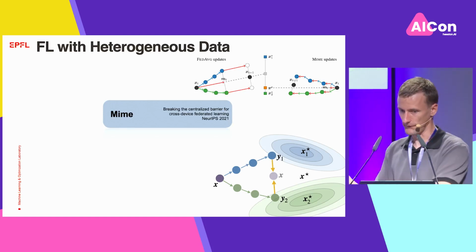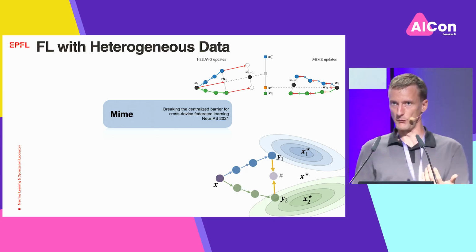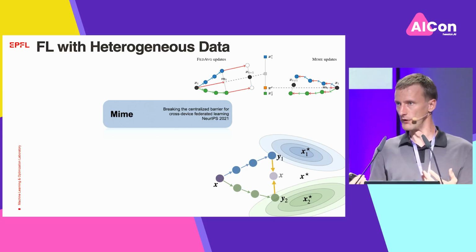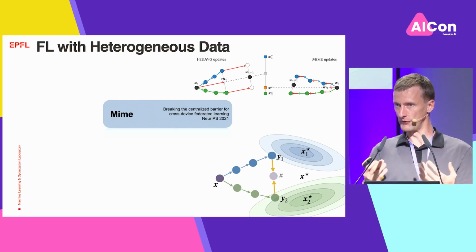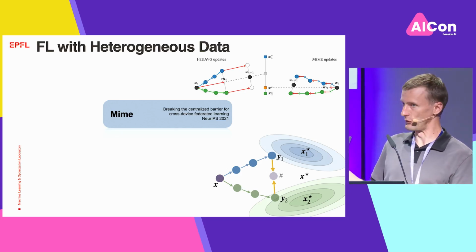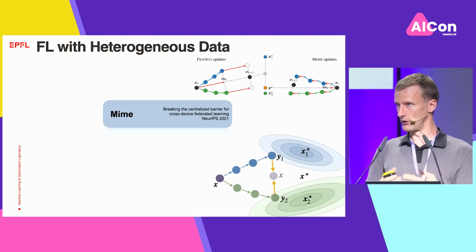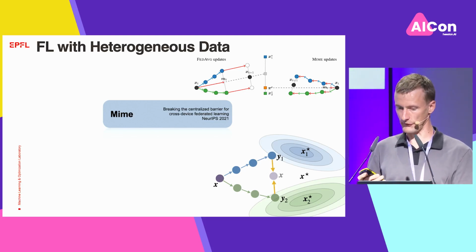How can we avoid it? The problem is that the blue trajectory is very biased, right? Because while the blue worker is training alone, they only see their own data. So every update they do is completely biased, in the sense that it's not representative of the joint data set. To fix that, we need to use updates which are representative of the joint data set.